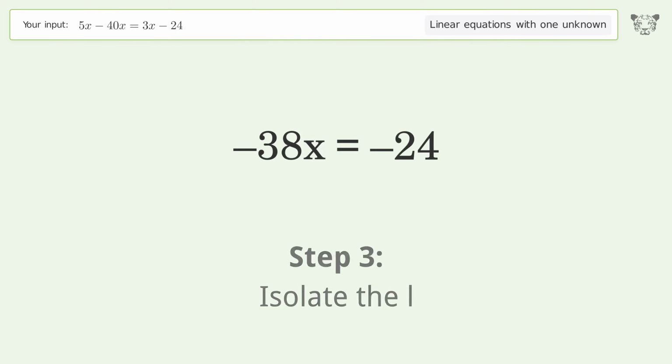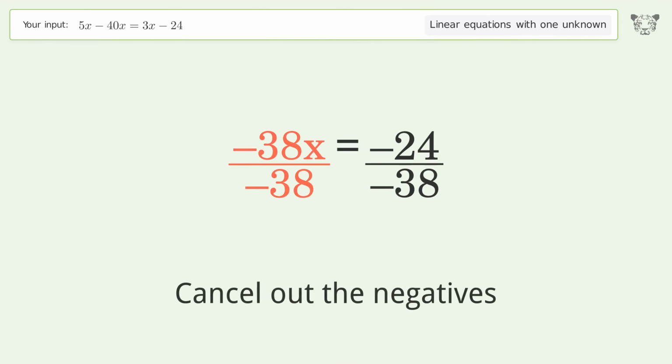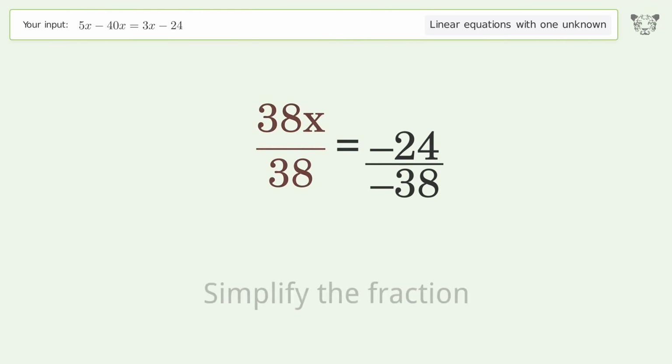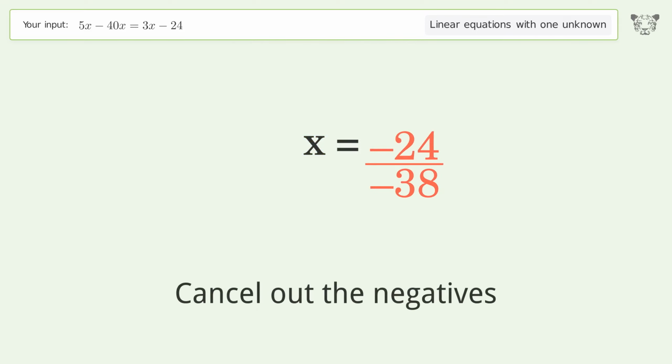Isolate the x. Divide both sides by -38. Cancel out the negatives. Simplify the fraction. Cancel out the negatives.